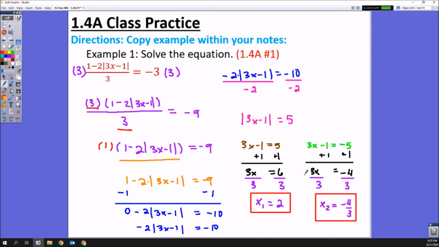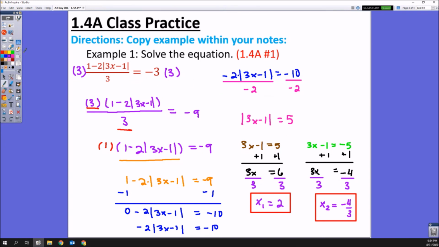Again, this is what happens when you have the absolute value by itself and you break it down into two equations. Notice how you have the same first step and the same second step. But as long as you do it correctly, you may get different numbers, different signs for your two answers. In this case, I have a positive 2 and I have a negative 4 over 3. So I'm going to do the same process in the next example.